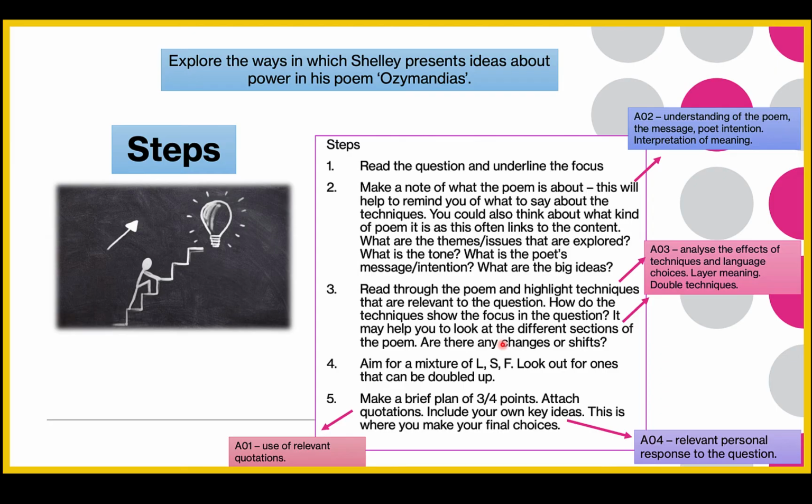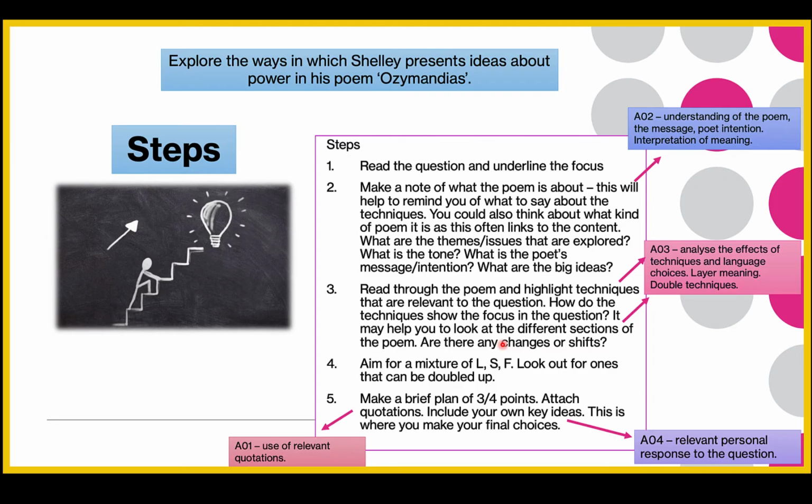It may help you to then look at different sections of the poem. So think about if there are any changes and shifts. Can you divide the poem into sections? Are there different tones? Do we shift perspective? Is there a time shift? So it's also a good idea to think about that in terms of how the poem is structured. As you're going through, you should be aiming to be highlighting quotations that present you with a mixture of different devices and techniques. So a mixture of language, structure and form. And like I already said, do look out for ones that can be doubled up.